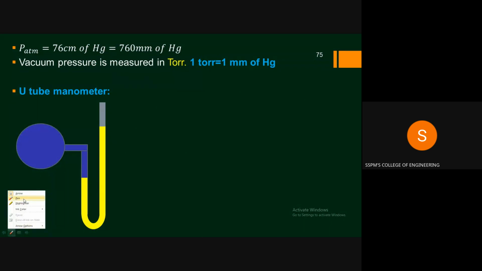The second instrument, which is used to measure the pressure in a pipe, is called a U-tube manometer. Basically, it consists of a U-tube, and this U-tube has one liquid, called the manometric fluid. Generally this manometric fluid is taken as mercury, because it is the heaviest fluid, and with this mercury we can determine the pressure inside the pipe.